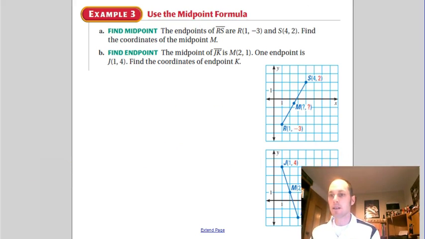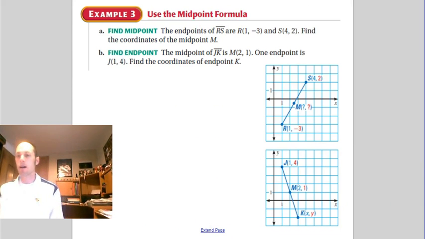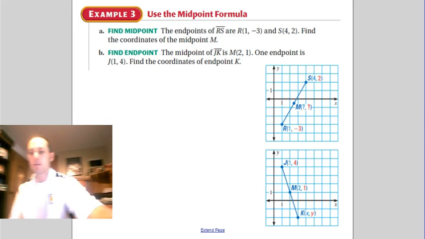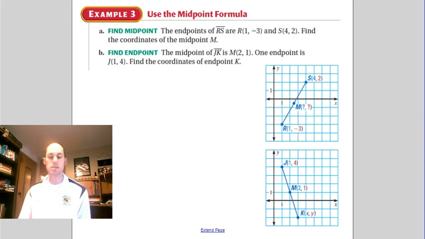Next, let's talk about midpoint. If we have a midpoint on a coordinate plane, there's a fancy formula that can be used, but sometimes it's easier just to apply what you know instead of just memorizing the formula. Okay, so let's take a look at this first instance. It says the endpoints of RS are R at 1, negative 3, and S at 4, 2. We want to find the midpoint M.